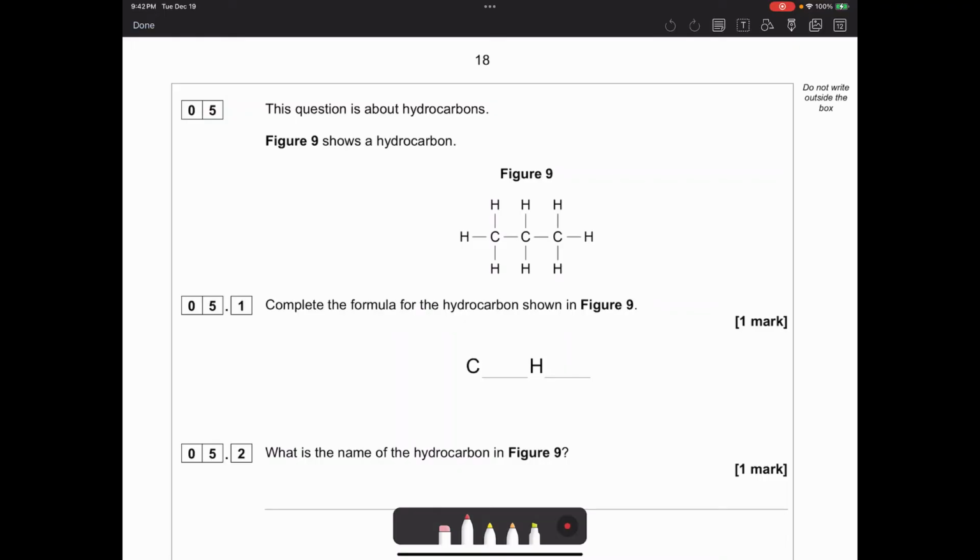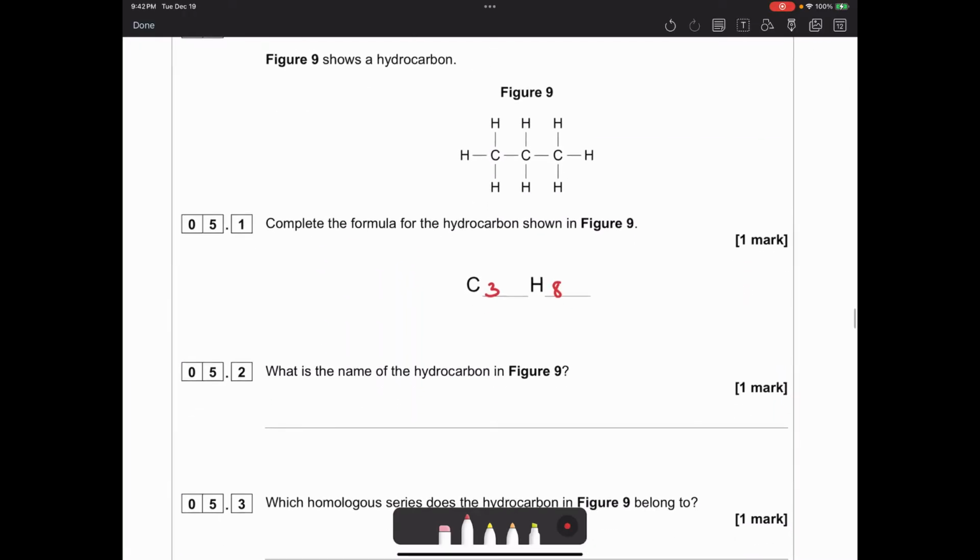Okay, so question number 5 then. This question is about hydrocarbons. Figure 9 shows a hydrocarbon. Complete the formula for the hydrocarbon shown in figure 9. So we just simply need to know how many carbons we've got and how many hydrogens we've got. So just by looking at it, it's C3H, count them all up, and it's 8, C3H8.